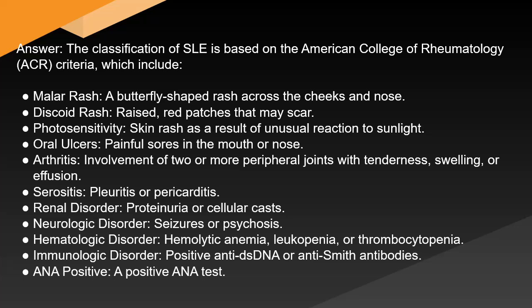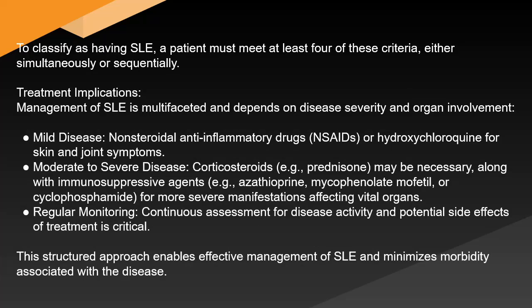more peripheral joints with tenderness, swelling or effusion; serositis, pleuritis or pericarditis; renal disorder, proteinuria or cellular casts; neurologic disorder, seizures or psychosis; hematologic disorder, hemolytic anemia, leukopenia or thrombocytopenia; immunologic disorder, positive anti-DNA or anti-Smith antibodies; ANA positive, a positive ANA test. To classify a patient as having SLE, the patient must meet at least 4 of these criteria, either simultaneously or sequentially. Treatment implications.